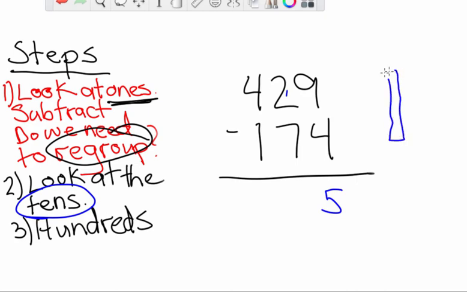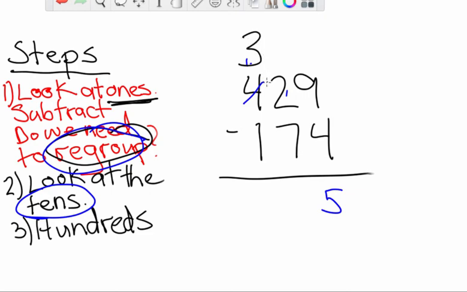Let's try it out. 1, 2. That's 2 tens. Can I take 7 away? Let's try it. Ready? 1, 2. No, definitely can't take 7 away. I only had 2. So what do I do here? Well, I can regroup. Remember this question, do I need to regroup? It should have become 3.